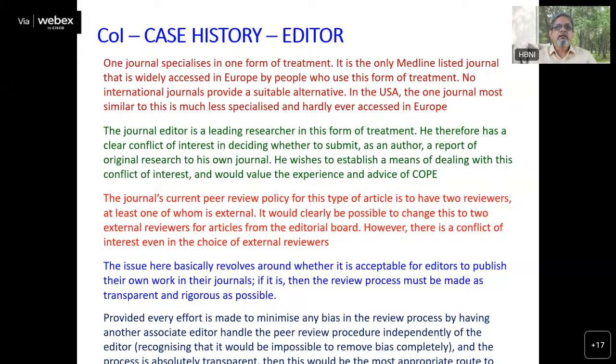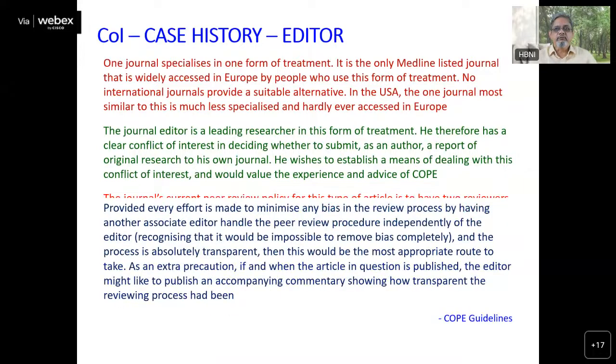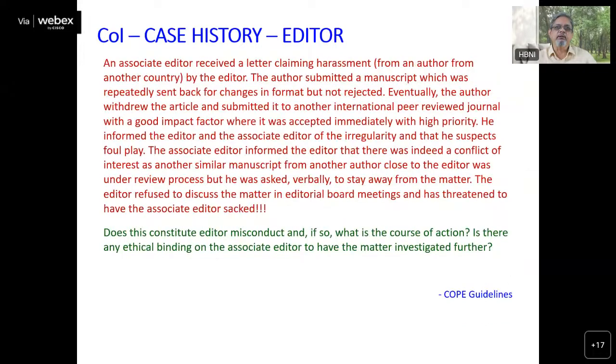So the final guideline which was issued by COPE is that, provided every effort is made to minimize any bias in the review process by having another associate editor handle this review procedure independently of that particular editor, recognizing it would be impossible to remove this bias completely, and the process is absolutely transparent, then this would be the most appropriate route to take. As an extra precaution, if and when the article in question is published, the editor might like to publish an accompanying commentary showing how transparent the reviewing process had been in spite of his conflict of interest. So that was the final guideline which was issued by COPE.